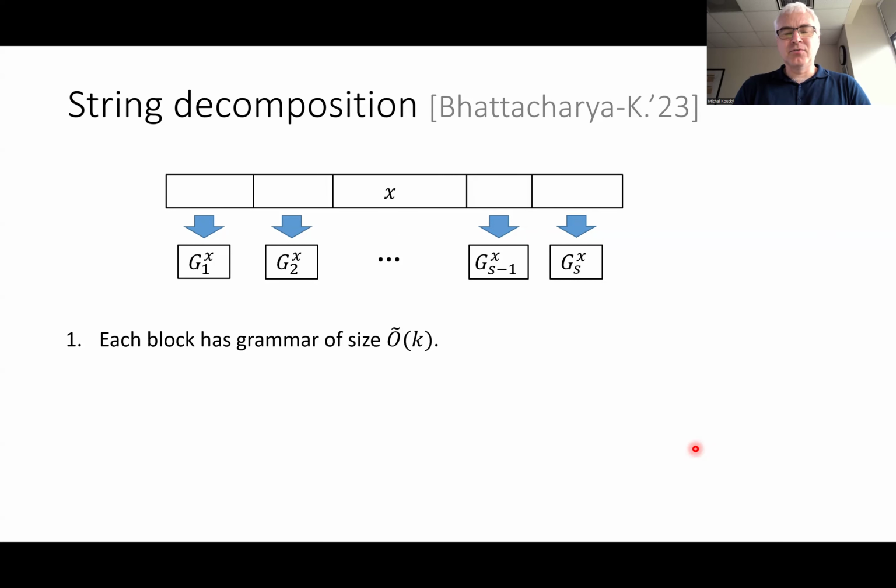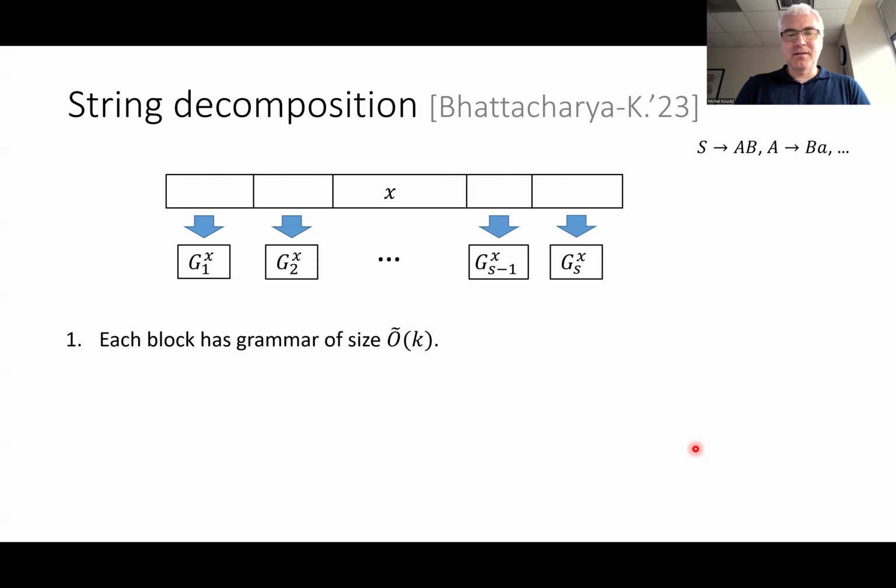In the string decomposition, you have a string X, and you want to partition it into blocks, and each block should be small. How small? We measure the size of that block in terms of its description. It should have a small, efficient description in terms of a grammar, by which I just mean the usual context-free grammar. Each block has a grammar, and this grammar should be of size roughly order k. So this string decomposition gets a parameter k, and it chops the string into blocks so that each block has size order k.